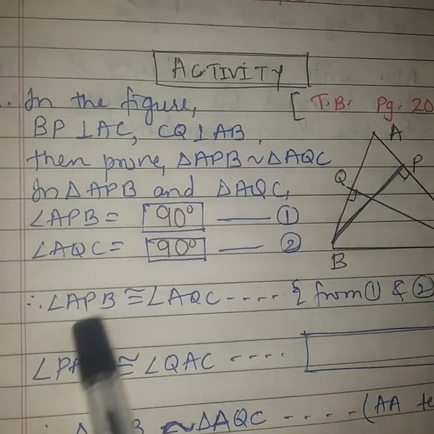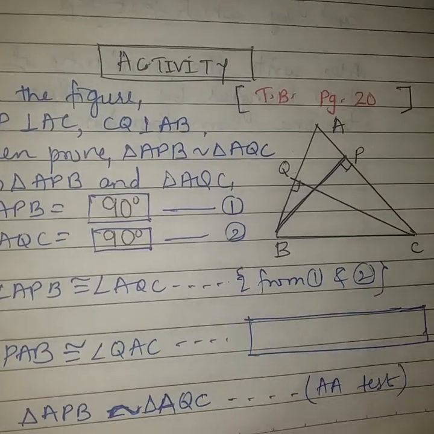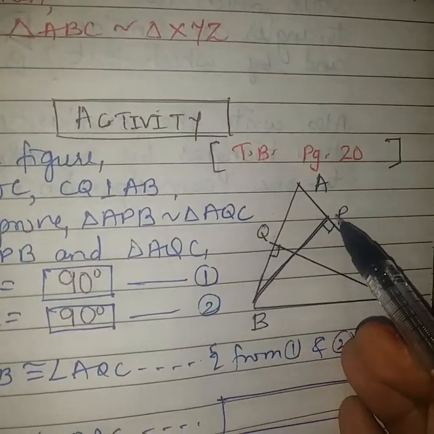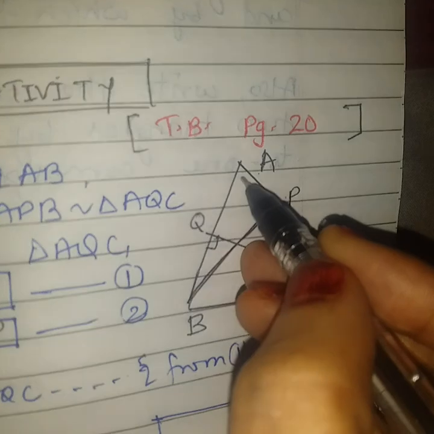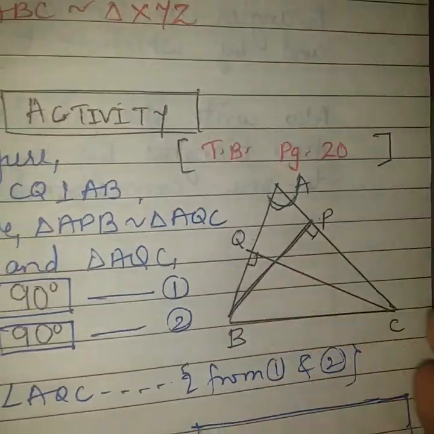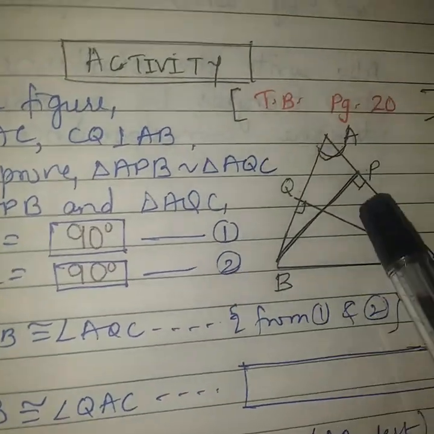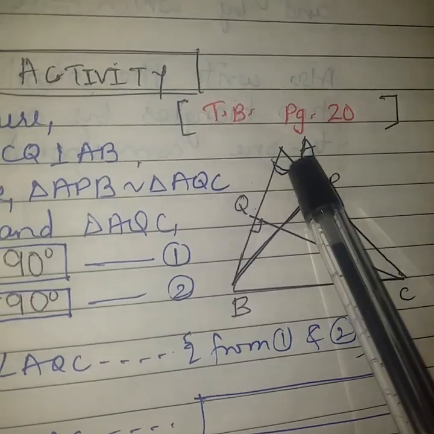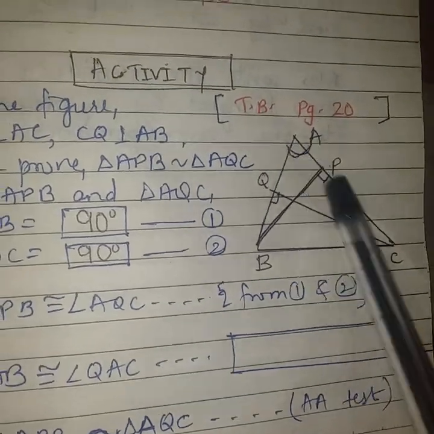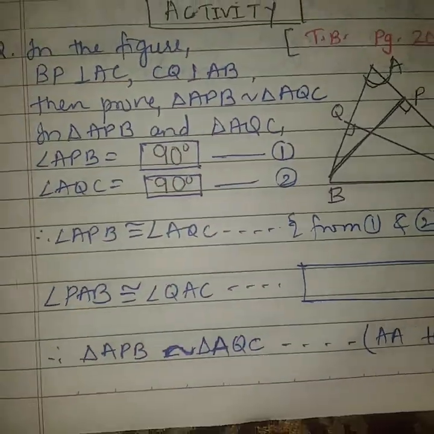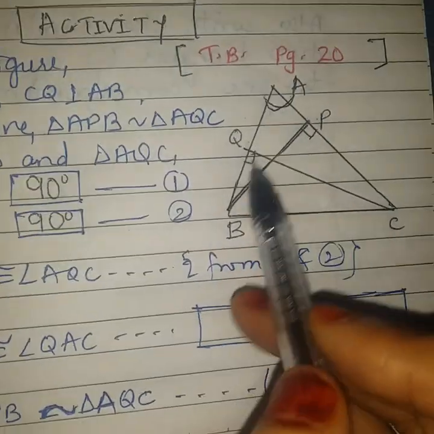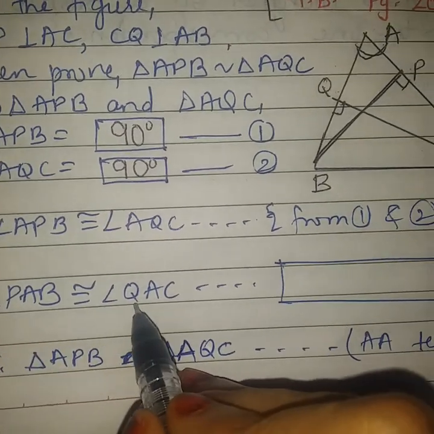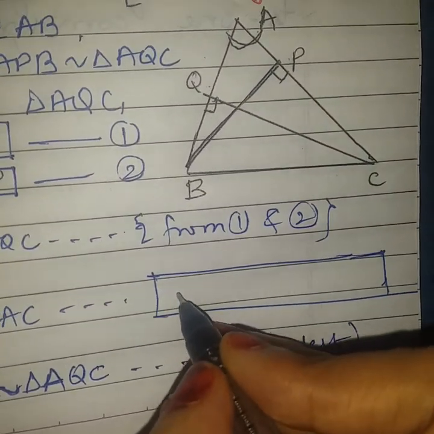Also, angle PAB is congruent to angle QAC. So let's check PAB of this triangle. We have this angle PAB, and it is congruent to QAC. What is the reason? We can see both angles are the same, they just have different names. This angle is common for both the triangles, so we can write angle PAB is congruent to angle QAC, and the reason, I mean the answer in the box, is common angle.